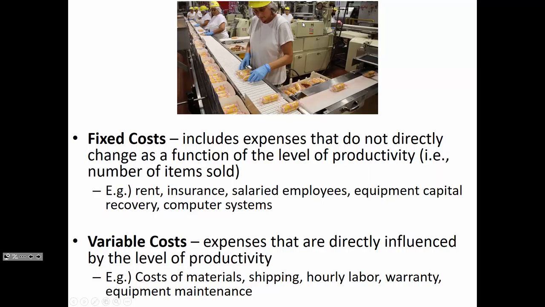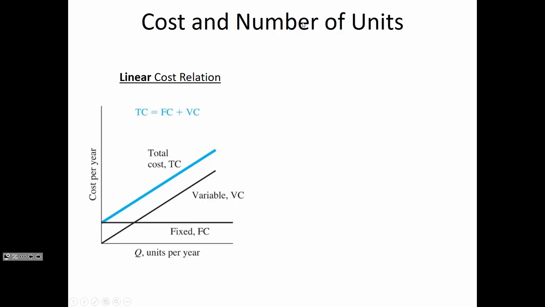Well, here's a graphical representation of, on the x-axis, how many things are being made, and on the y-axis, the cost per year when you're making that many things. And you can see that one of the lines is flat, this black line that says fixed cost, FC. So the fixed costs, as we've just discussed, don't change depending on how many units per year are being made.